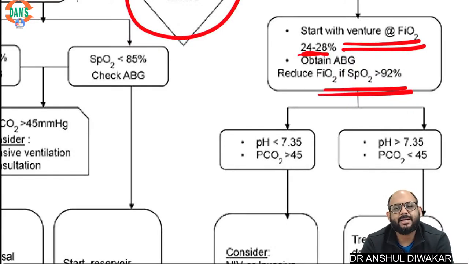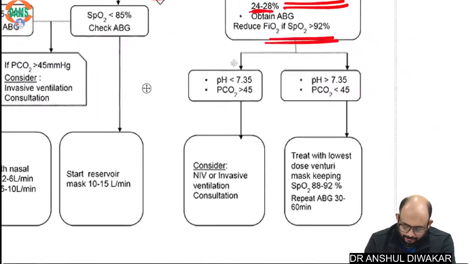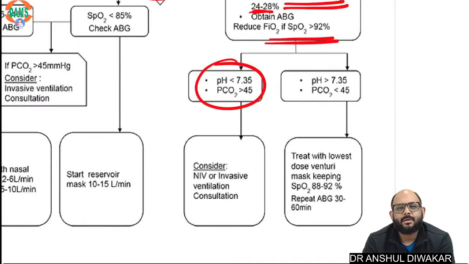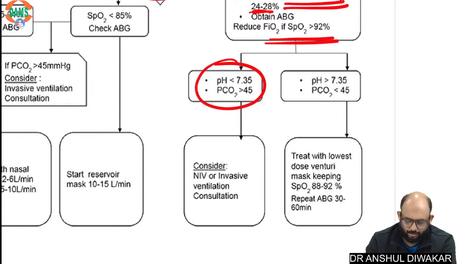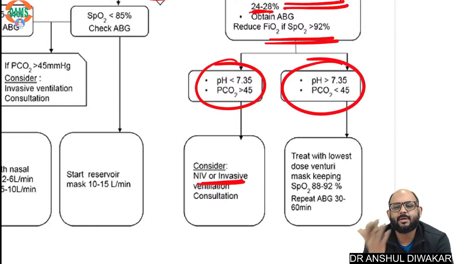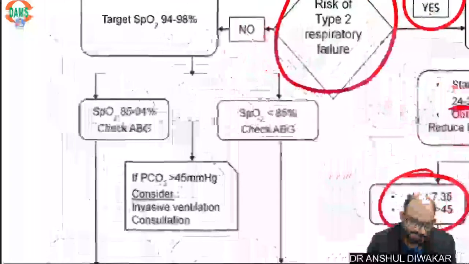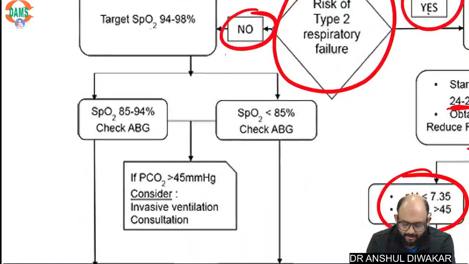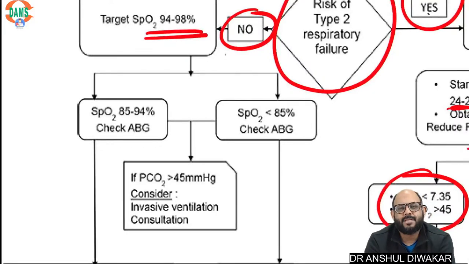Reduce the FiO2, get SpO2 more than 92%. If it is less than that, the patient is going into respiratory distress, less pH, more PCO2, then you will consider NIV. If everything is okay, then you will continue with lowest possible O2 delivery to maintain a saturation between 88 to 92%.